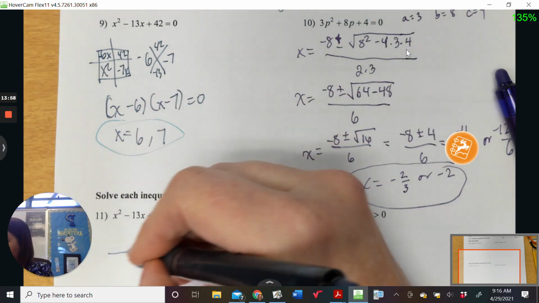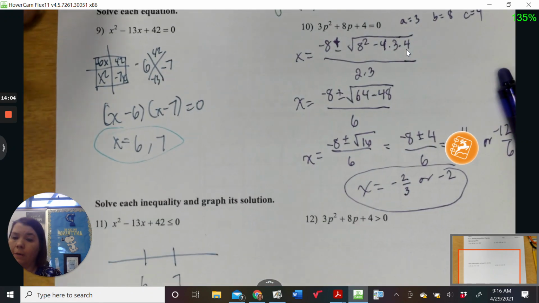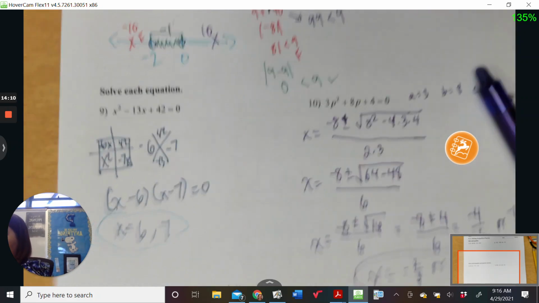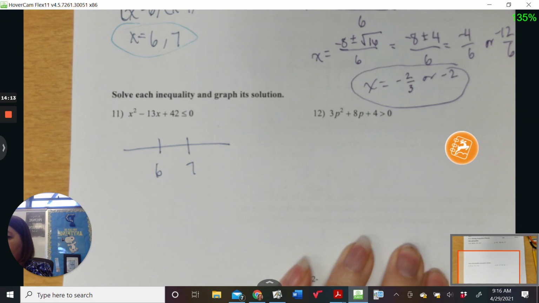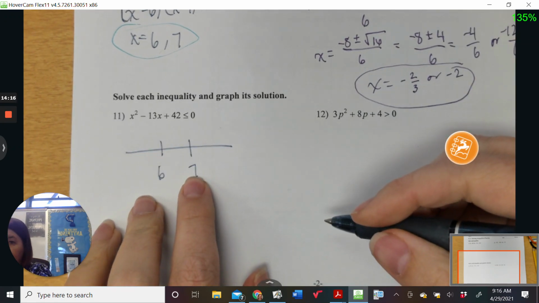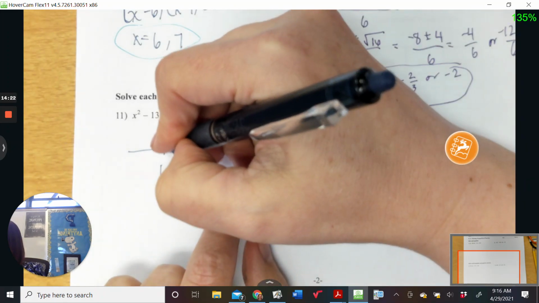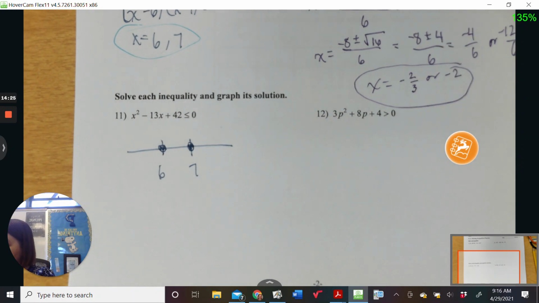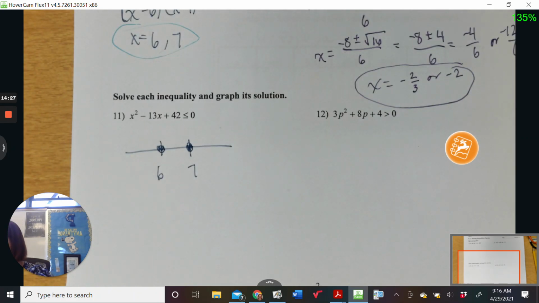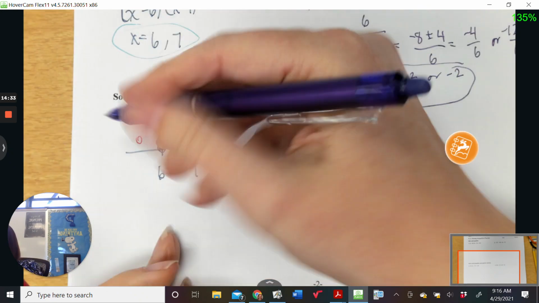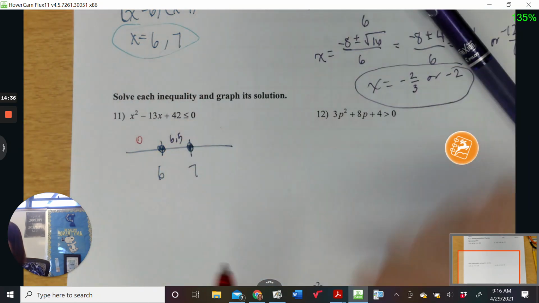Start with my boundaries. So this one, my boundaries are 6 and 7. And since it says or equal to, these are filled in circles. And then I'm going to test some numbers. I'm going to start by testing 0 over here. I'll put 6.5 in the middle, because that's the only number in the middle. And then I'll put 10 over here. Let's start with 0.